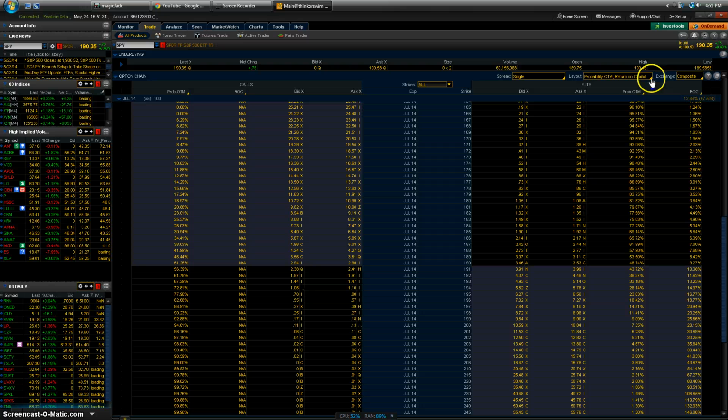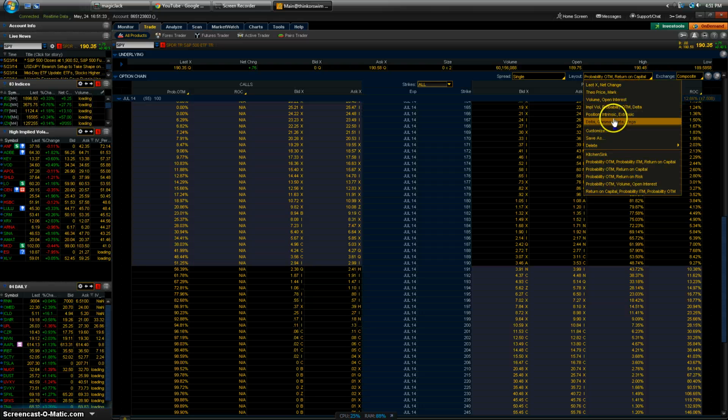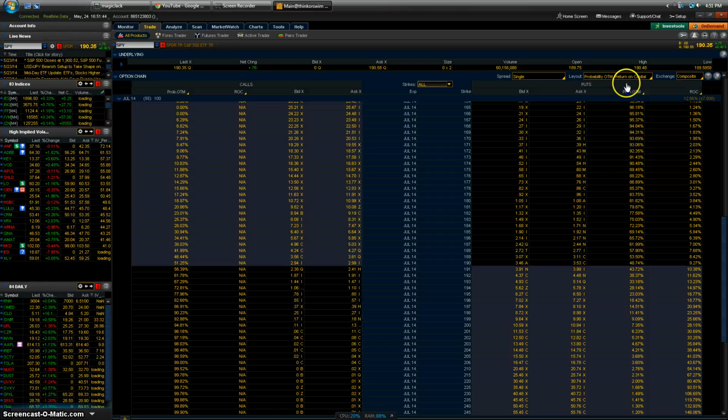This layout, there's different layouts. Here are the defaults. Okay, you can customize them. I have mine set for, there's different ones, but I like probability out of the money and return on capital, which is the one I have here. So that probability, you can play with this as much as you want.